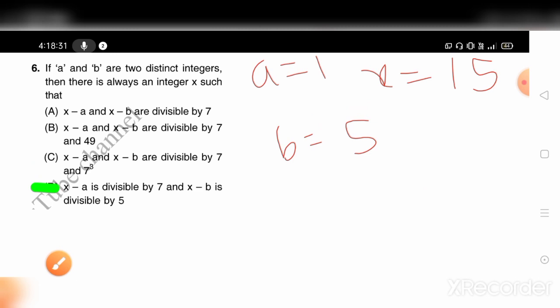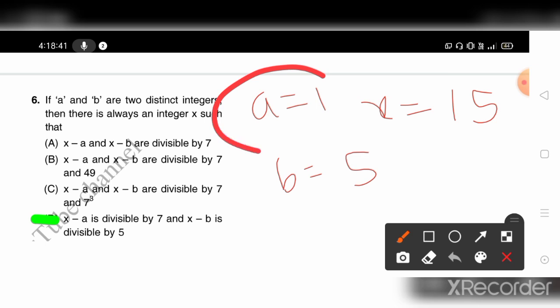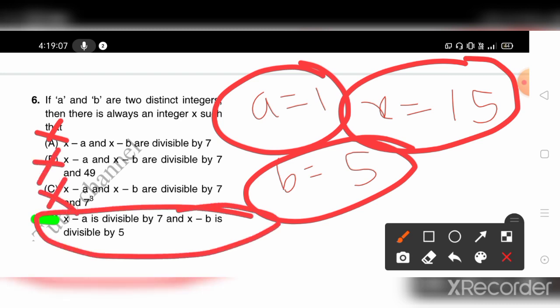Next question. If a and b are two distinct integers, then there is always an integer x such that... Here put a equal to 1, x equal to 15, and b equal to 5. In option A, check x minus a, 15 minus 1, that is divisible, and 15 minus 5 that is not divisible, so option A is wrong. In option B, x minus a and x minus b divisible by 7 and 49, this is wrong, so option D is correct.